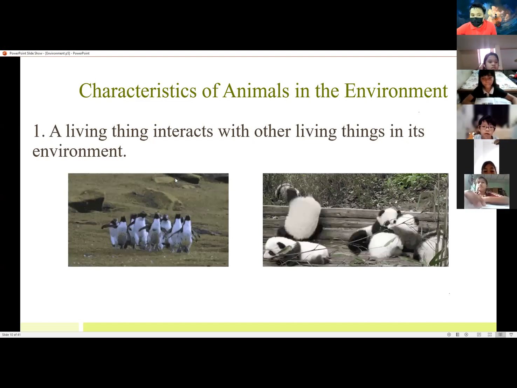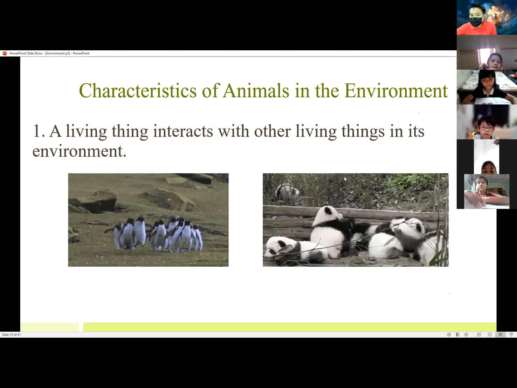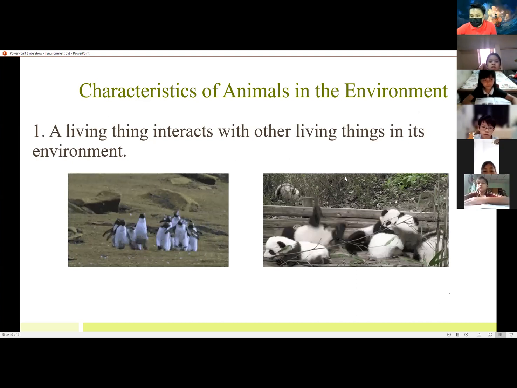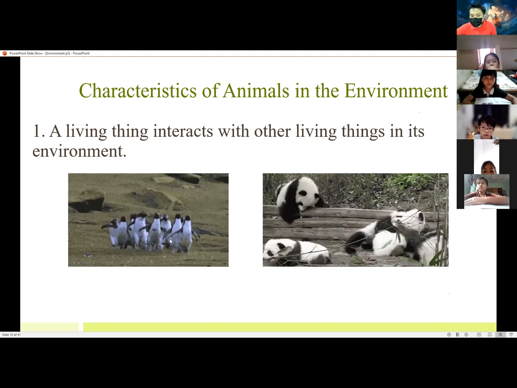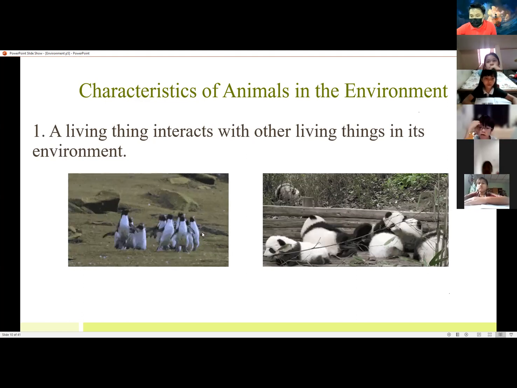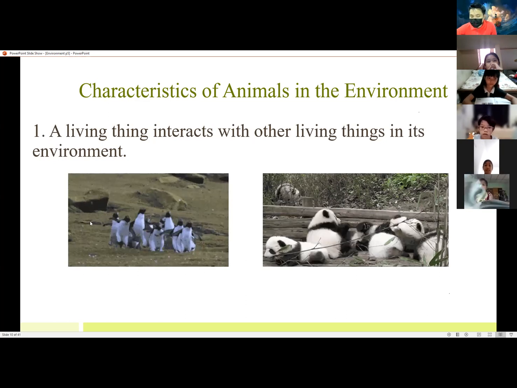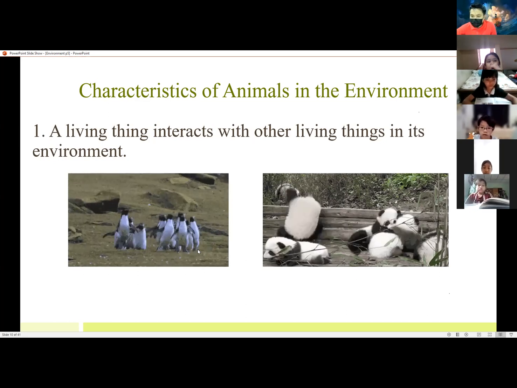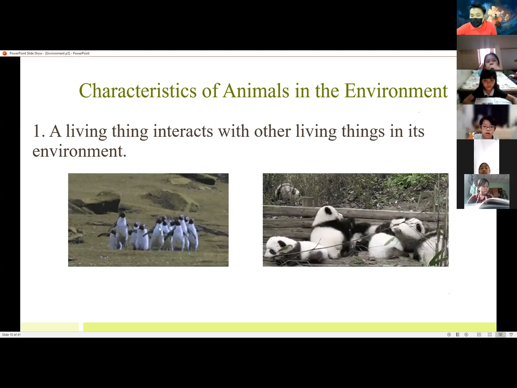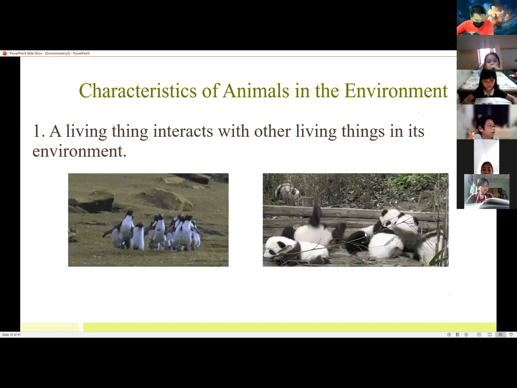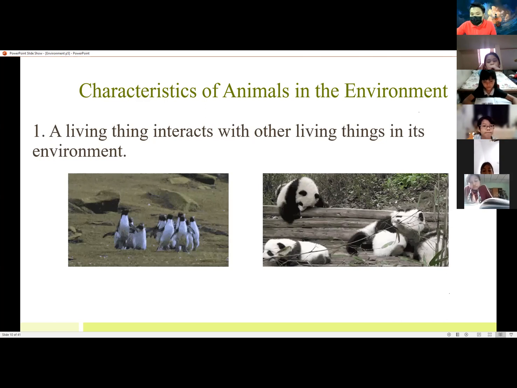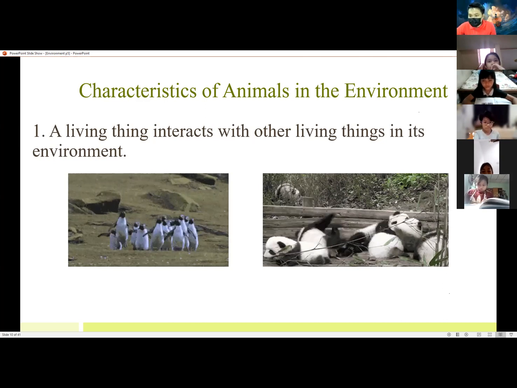Okay. So it interacts. How do they interact? By playing, by touching each other. Just like these penguins, what are they doing? They're jumping. Yes, they are playing. Same also with these pandas. They are playing. That's how they interact with each other.